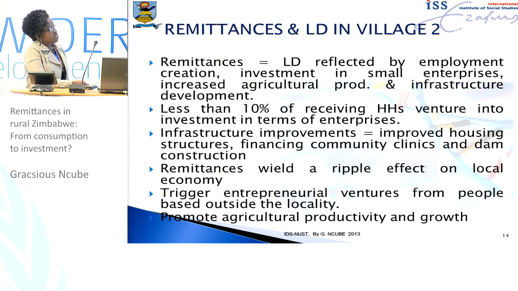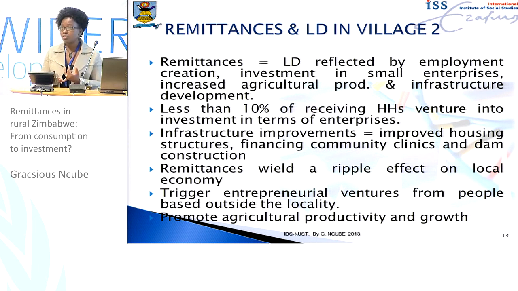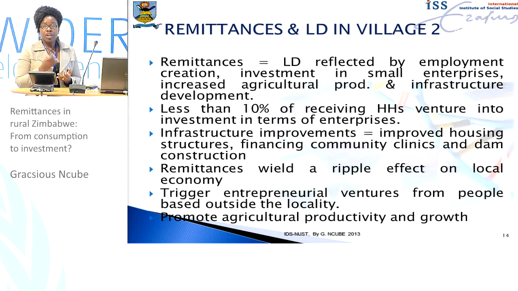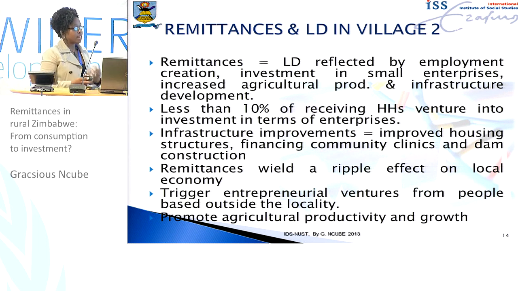Infrastructure improvements also result from the incidence of remittances, which is basically improved housing structures, financing of community clinics, and dam construction. And remittances also wield a ripple effect on the local economy, and they trigger entrepreneurial ventures from people based outside the locality, and they promote agricultural productivity and growth. Promoting agricultural productivity and growth is basically through the purchasing of livestock that is used as draft power for agriculture, and also purchasing of agricultural inputs like fertilizers, manure, seeds, among other things.